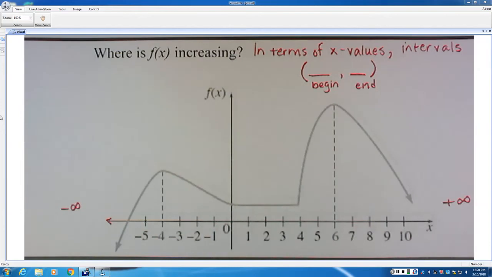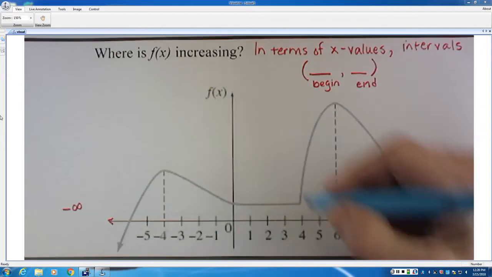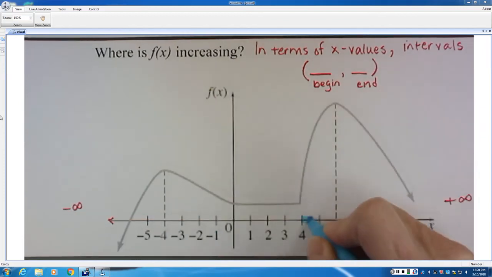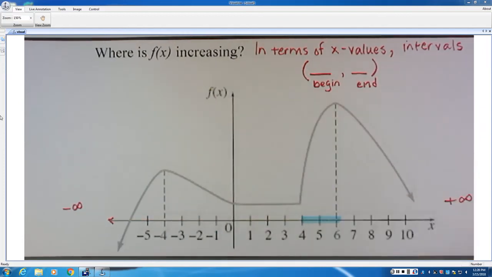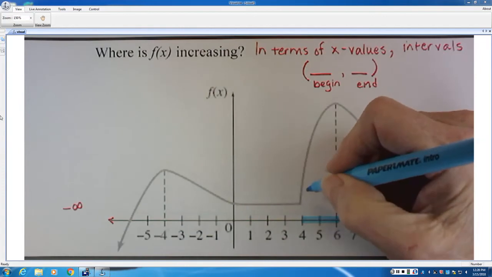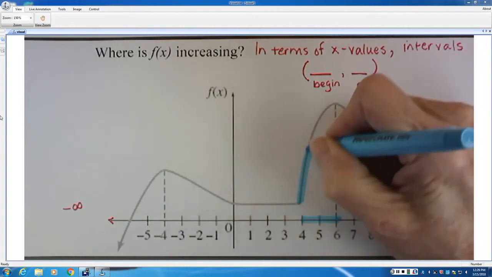Where is it increasing? 4, 6. Is it increasing from 4 to 6? Okay. I think so. There's one interval. Good. You know it's increasing because when you go from 4 to 6, what's the function doing? It's going up, so it's increasing.